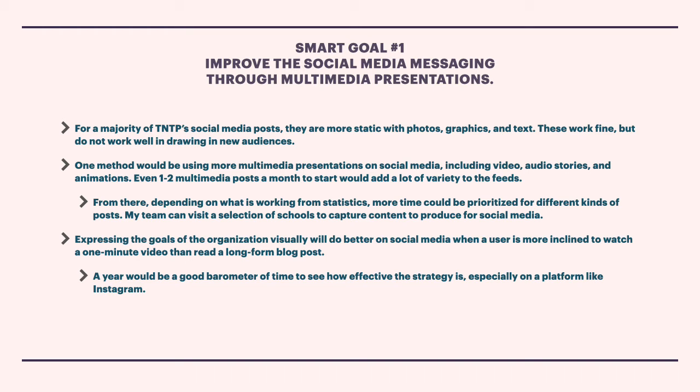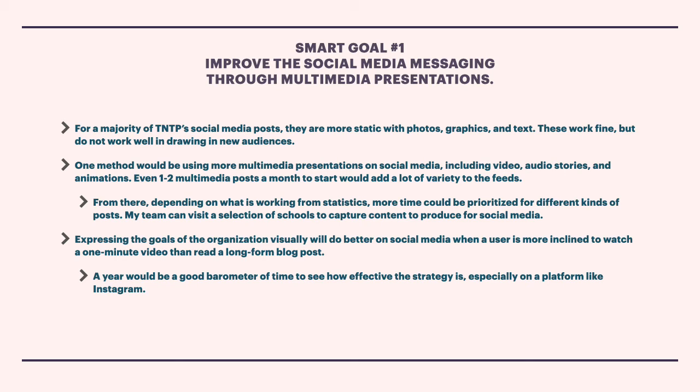Now, my first SMART goal is to improve the social media messaging through multimedia presentations. For a majority of Tntp's social media posts, they are more static with photos, graphics, and text. These work fine, but do not work well in drawing in new audiences. One method would be more multimedia presentations on social media, including video, audio stories, and animations. Even 1 to 2 multimedia posts a month to start would add a lot of variety to the feeds. From there, depending on what is working from statistics, more time could be prioritized for different kinds of posts.